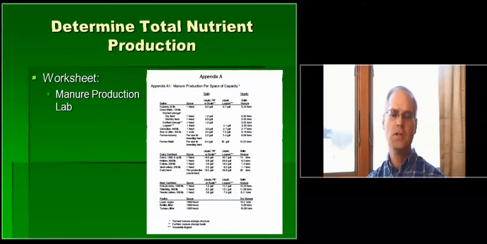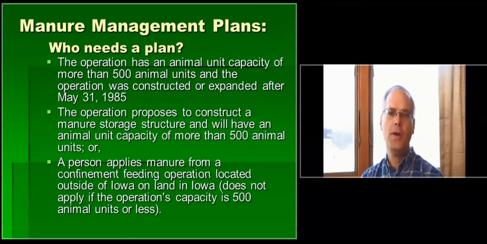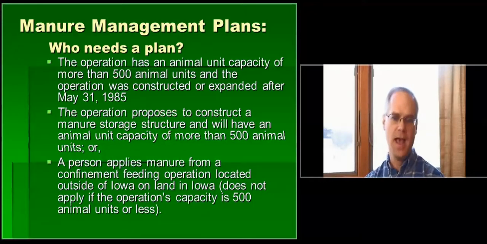So, who needs manure management plans? An operation that has an animal unit capacity of more than 500 animal units that was constructed or expanded after 1985. So if you were a big operation before 1985, you're still not mandated to have a manure management plan. Not too many operations like that are left. That's what we call the grandfather clause. We're not going to penalize people who already built it before the new law came out. But most of our operations have been built or expanded.